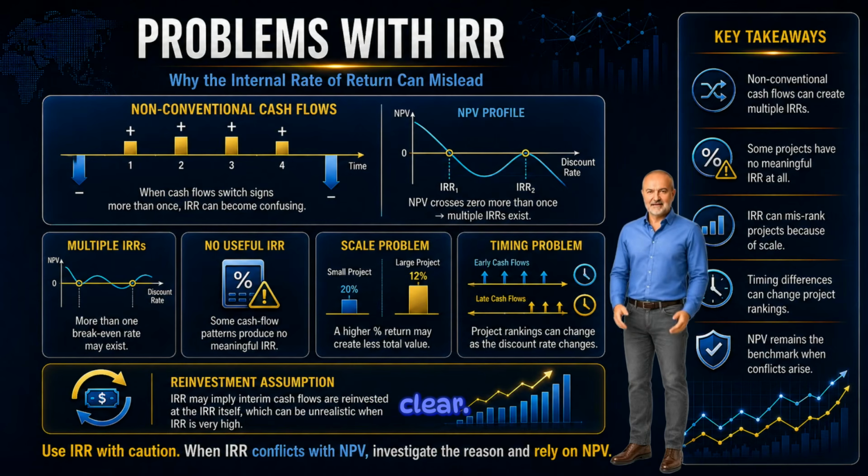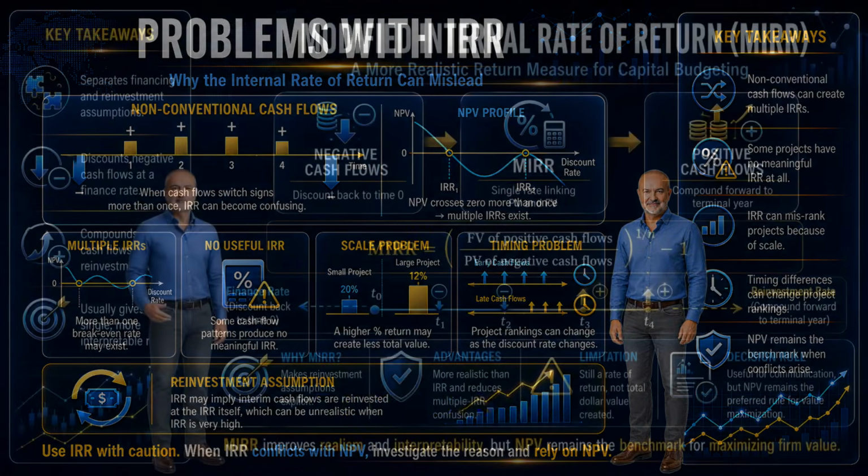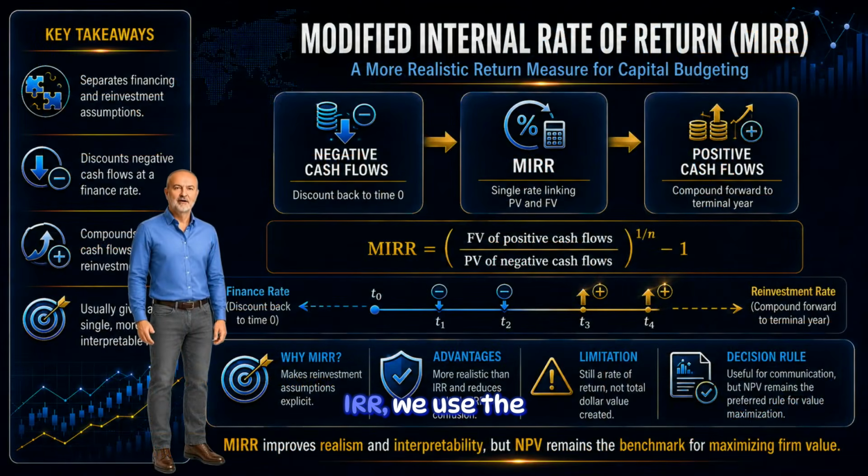So the lesson is clear. IRR is useful, but it should not be used blindly. When IRR conflicts with NPV, we must investigate the reason for the conflict. To address some of the practical weaknesses of IRR, we use the Modified Internal Rate of Return, or MIRR. MIRR is designed to make the return calculation more realistic.